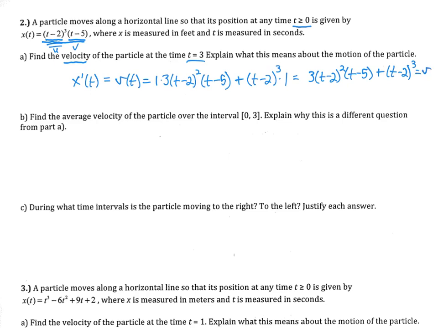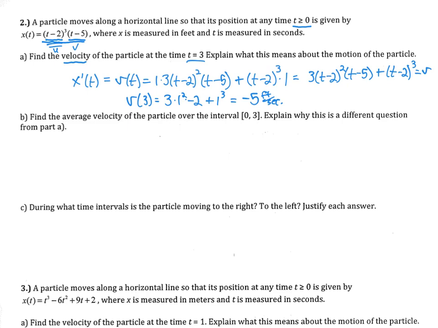Okay, that asks us to find the velocity at time 3. So the velocity at time 3 is found by just plugging 3 into the velocity equation there. That's going to give us 3 times 1 squared times negative 2 plus 1 cubed. So this whole thing will end up turning into, let's see, 3 times negative 2 is negative 6. Negative 6 plus 1 is negative 5. So negative 5 feet per second. And that means that the particle is moving to the left at a rate of 5 feet per second.